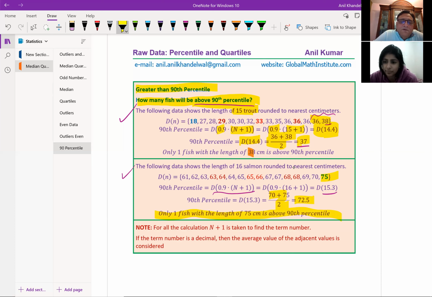Fine. Makes sense. In our calculations, we always took a value of n plus 1, not n, when we multiplied by 0.25, 0.5, and 0.75.